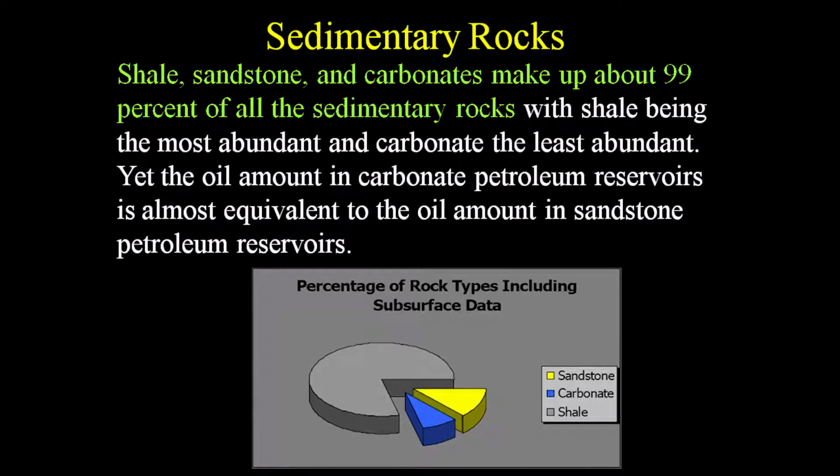Shale, sandstone, and carbonates make up about 99% of all of the sedimentary rocks, with shale being the most abundant and carbonate the least abundant. Yet the oil amount in carbonate petroleum reservoirs is almost equivalent to the oil amount in sandstone petroleum reservoirs. Keep this figure in mind. We'll come back to it. It tells us about unconventional oil and gas related to shale. Let me repeat to you that shale, sandstone, and carbonates make up about 99% of all the sedimentary rocks.